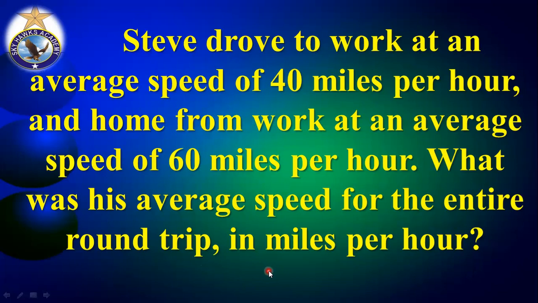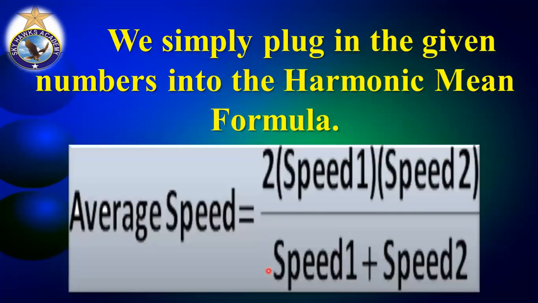We simply plug in the given numbers into the harmonic mean formula. 2, the speed 1 is from home to office, speed 2 is from office to home, multiply these two, take the product, and divide by the sum of speed 1 and speed 2. So you will get the answer. So what is that answer? Please plug in the values.